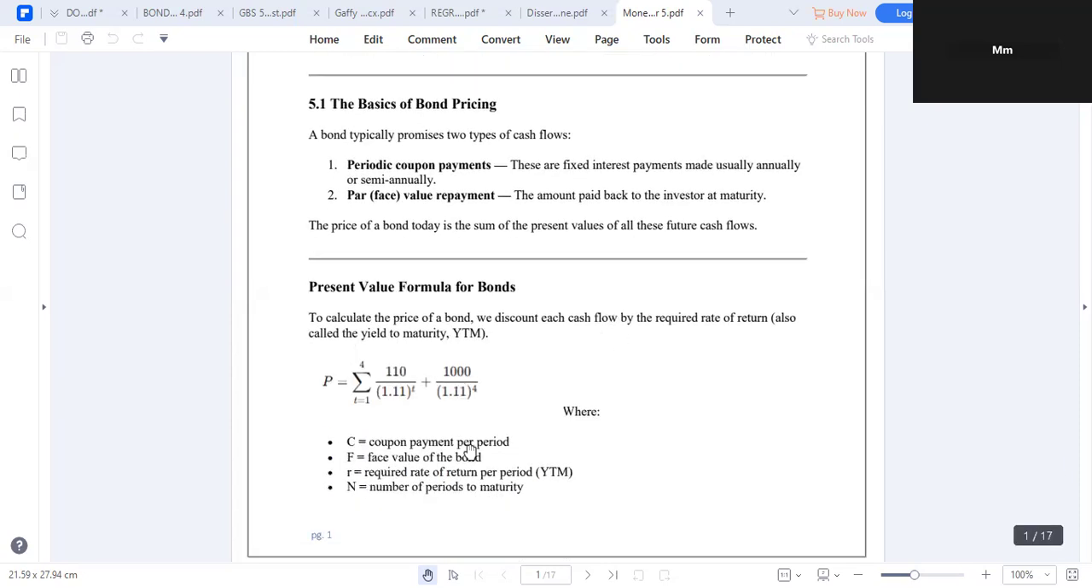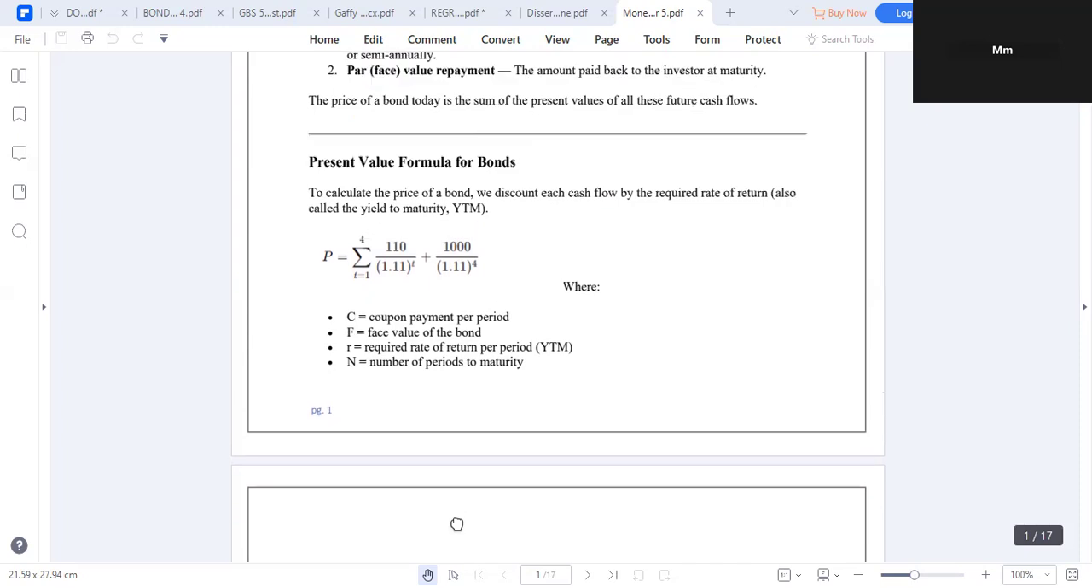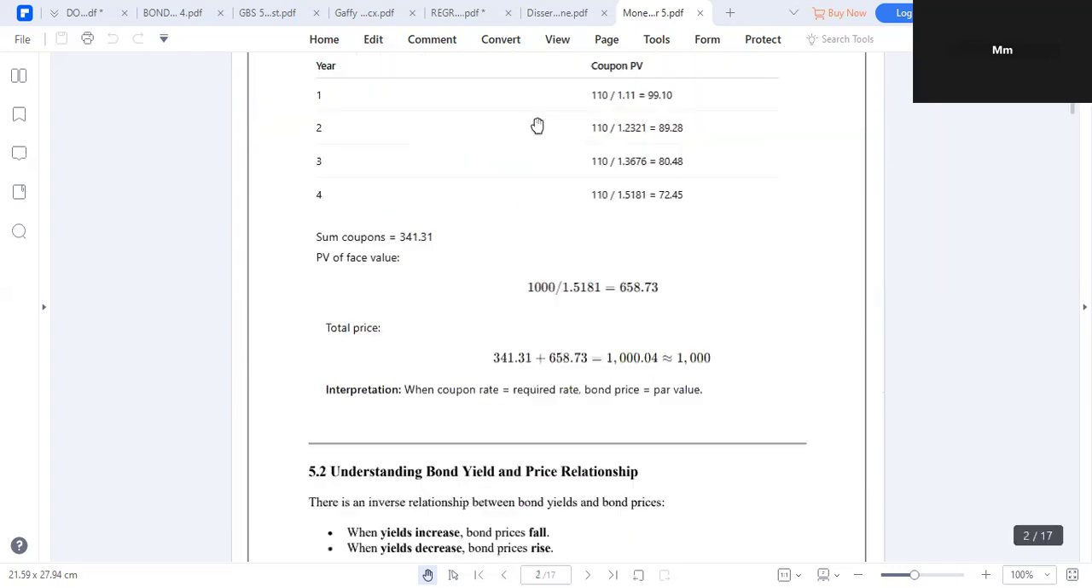Like I said, we use the present value formula to calculate the bond. This is the formula that we use. If you want to calculate the value of the bond, it is simply the present value of the cash flows over the discount factors.